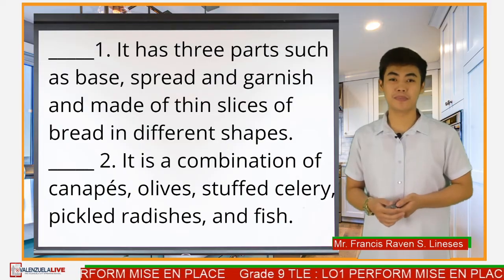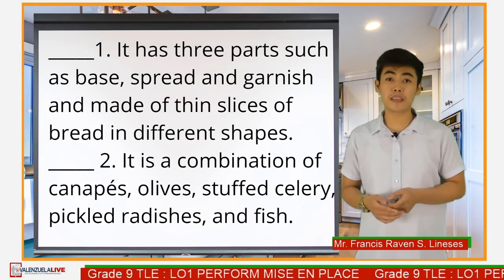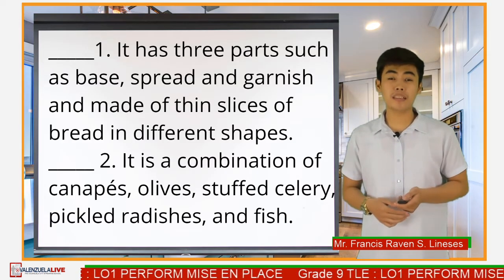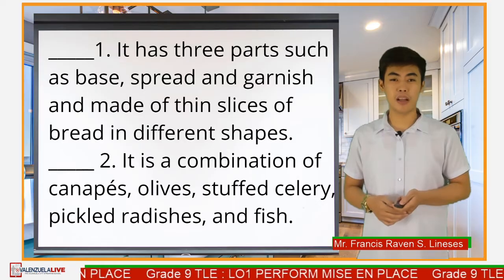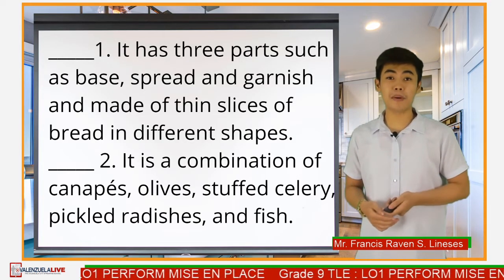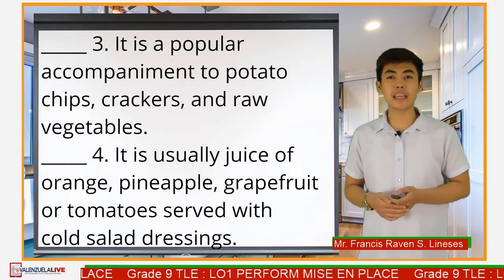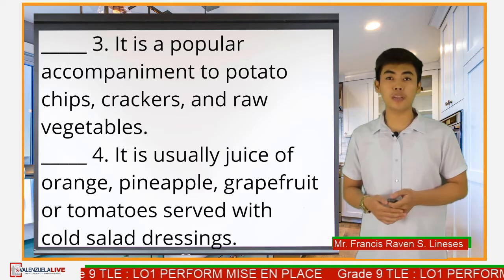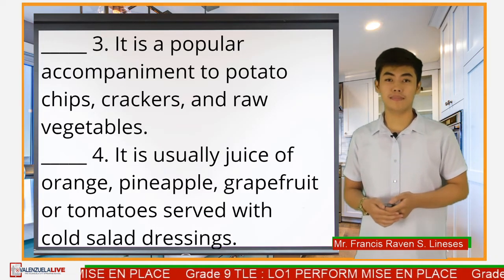Number 2. It is a combination of canapés, olives, stuffed celery, pickled radishes, and fish. Okay, so are you done? Let us proceed to number 3. It is a popular accompaniment to potato chips, crackers, and raw vegetables.